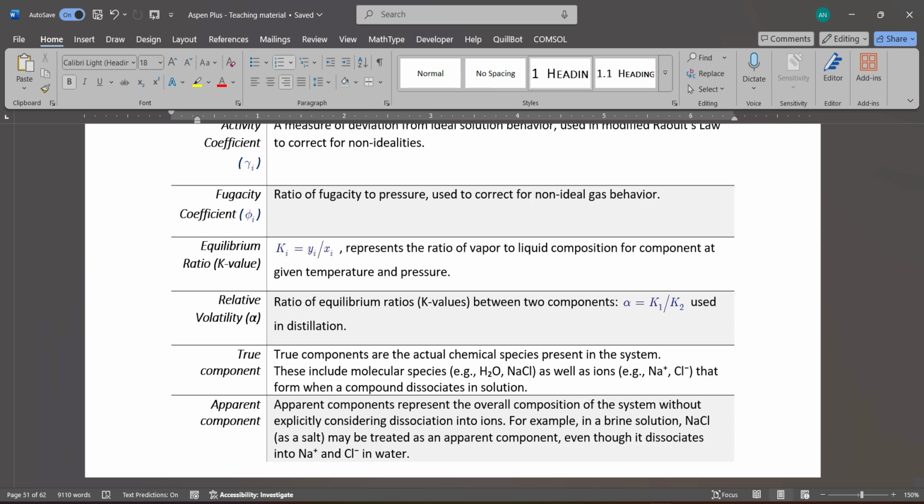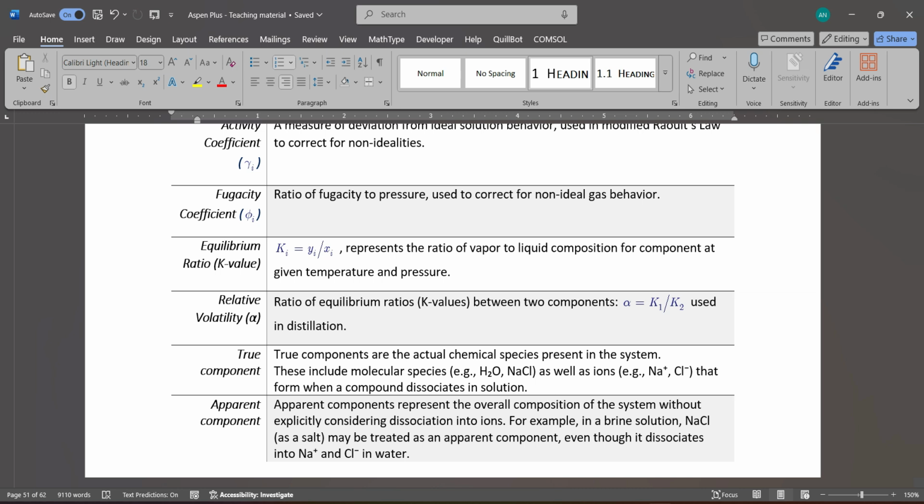Then there is a concept of true components and apparent components. These are the concepts specifically related to the electrolyte systems. Since the electrolyte systems actually involve the ionic species in the solution, if the ionic species are also of interest and they are used in the calculations, then the components involving the molecular species as well as ions are termed as the true species of the electrolyte system. Otherwise, if the ions are not of interest and purely the molecular species or the atoms are of interest, then the components are termed as the apparent component.